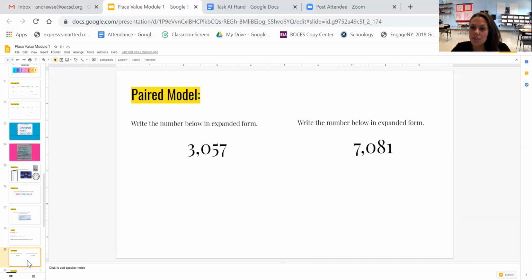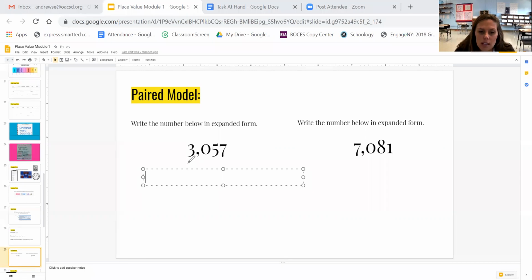Okay, now we're going to go ahead and practice writing these. So first what I have here is a paired model. Mrs. Andrews is going to do the one on the left. On your whiteboard, you're going to do the one on the right, okay? So first, just watch my process, and then you can go ahead and do it. My number is 3,057, and it says to write the number below in expanded form. Expanded form means breaking it up by each place value.